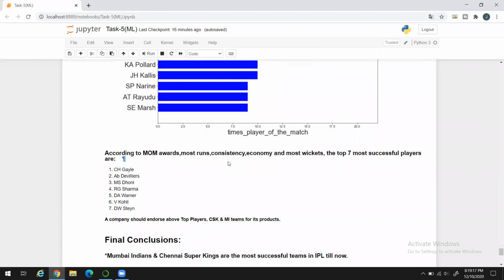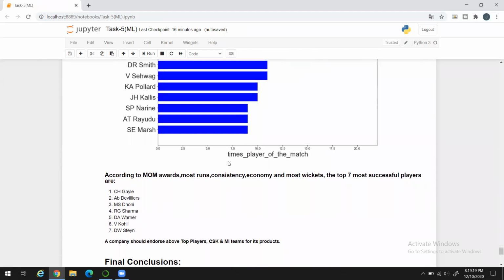So now it's time to conclude who is the best player, which is the best team, who is the best bowler, who is the best batsman, and all those things. So according to MOM, that is Man of the Match awards, most runs, consistency, economy, and most wickets, the top 7 most successful players are, as you can see, Chris Gale, because he has the most MOM awards. No other person will be suited for the first position other than Chris Gale, and he has the highest average, and consistency is also almost second highest, something like that.